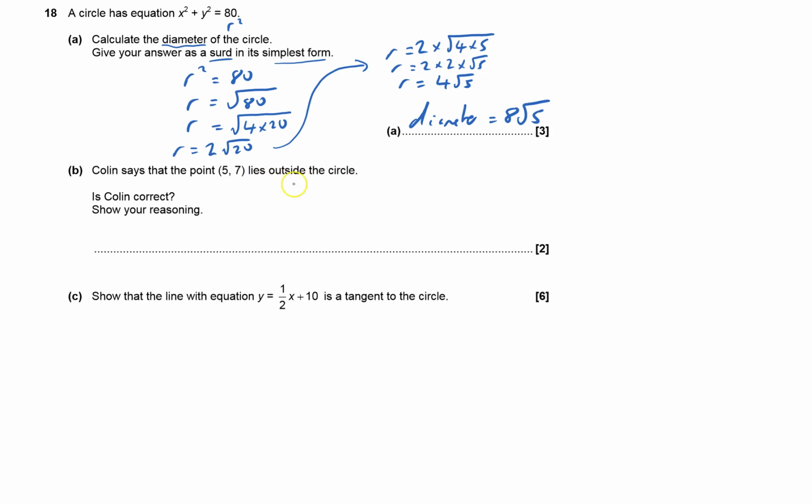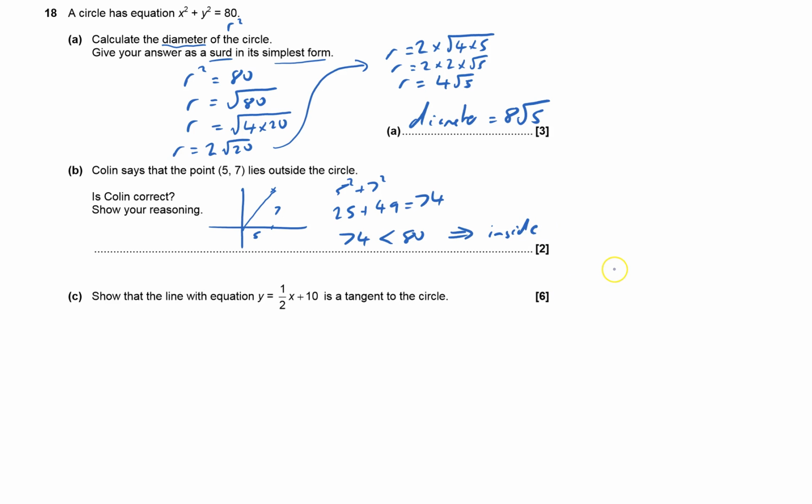Colin says the point lies outside the circle. Is he correct? Well, let's have a quick look. The point is 5 across, 7 up. We need to know how long that is, because it's compared with 4 root 5. Actually, if it's bigger than 80, it'll be outside. If it's less than 80, it'll be inside. So 5 squared plus 7 squared is 25 plus 49, which is 74. And 74 is less than 80, and therefore it'll be inside.